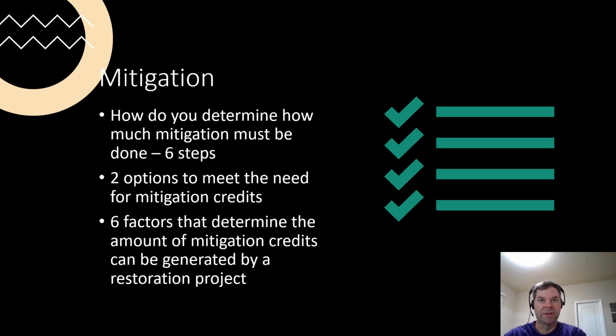The first factor is the net improvement that you're providing on the site. Are you providing a functional lift to the habitat that exists on the site? You also can get mitigation credits for the amount of upland buffer that you provide on the site. The more upland buffer you provide, the more mitigation credits that you can get. You get credits for the timing of the restoration. Is the restoration being conducted before the impact is happening, at the same time the impact is happening, or after the impact is happening? You get more credits if you conduct the restoration prior to the impacts or at the same time of the impacts.